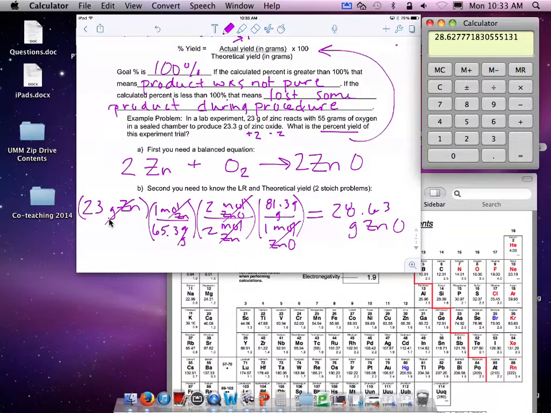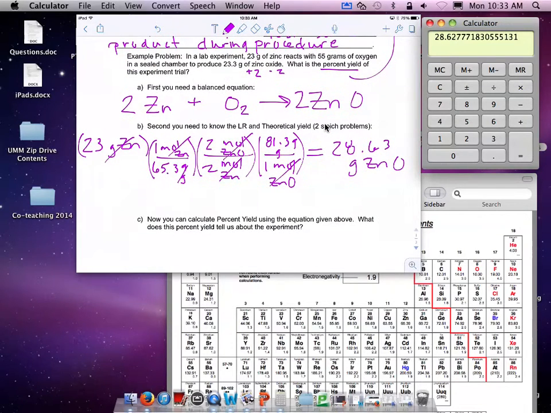But I don't know if I ran out of my zinc. I don't know what the LR is, so we've got to do our second stoich problem. The good news, it's the same steps, only now we're going to start with our 55 grams of oxygen. So 55 grams, remember oxygen is diatomic. So that's where I'm starting. So it's the same steps. I'm trying to get to the switchover step.